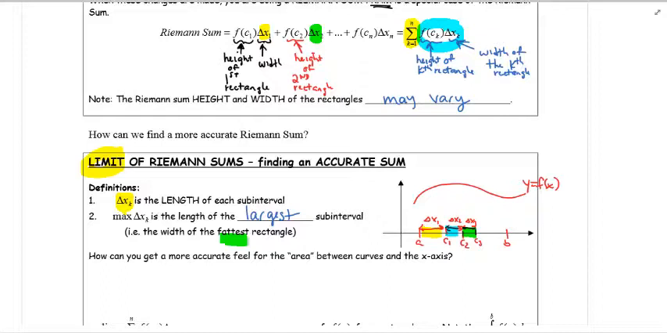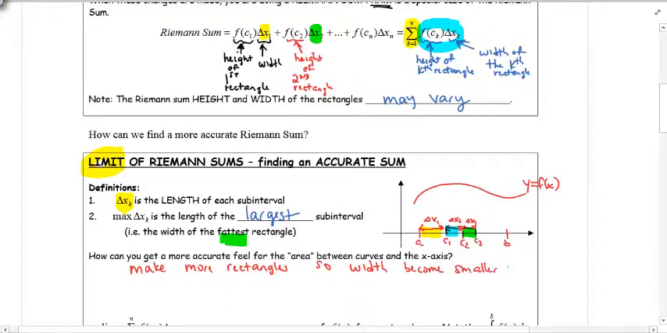I heard some of you say something. I seriously did. I think I heard some of you say, why don't we just make more rectangles so the widths become smaller and smaller? If they become smaller and smaller, then we would have a more accurate calculation for its height, and we wouldn't have as much excess or error. Good.